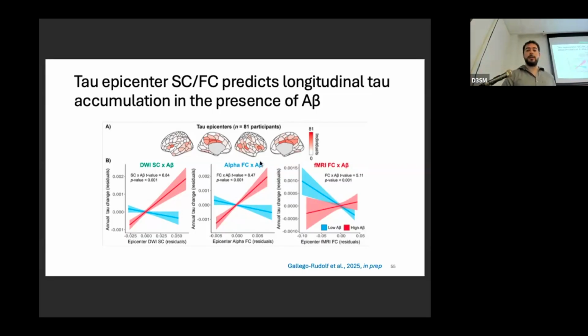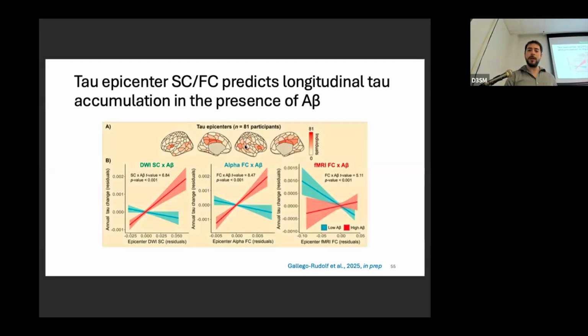And importantly, we see consistent results across all three imaging modalities. Mainly, we see stronger associations for the structural connectivity derived from diffusion-weighted imaging and the functional connectivity in the alpha band specifically, which is also aligned with what other studies have demonstrated in the preclinical and the symptomatic stages of the disease.